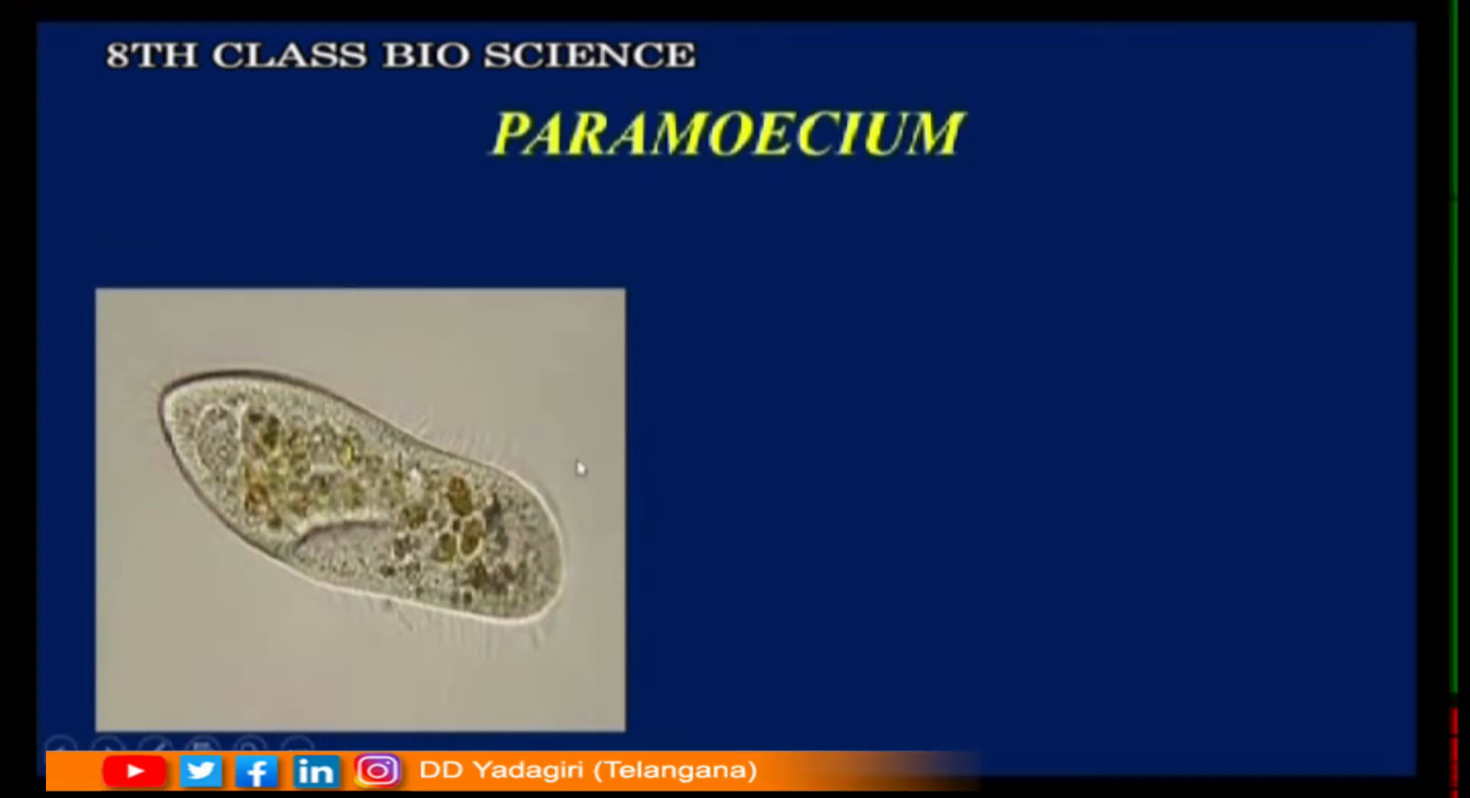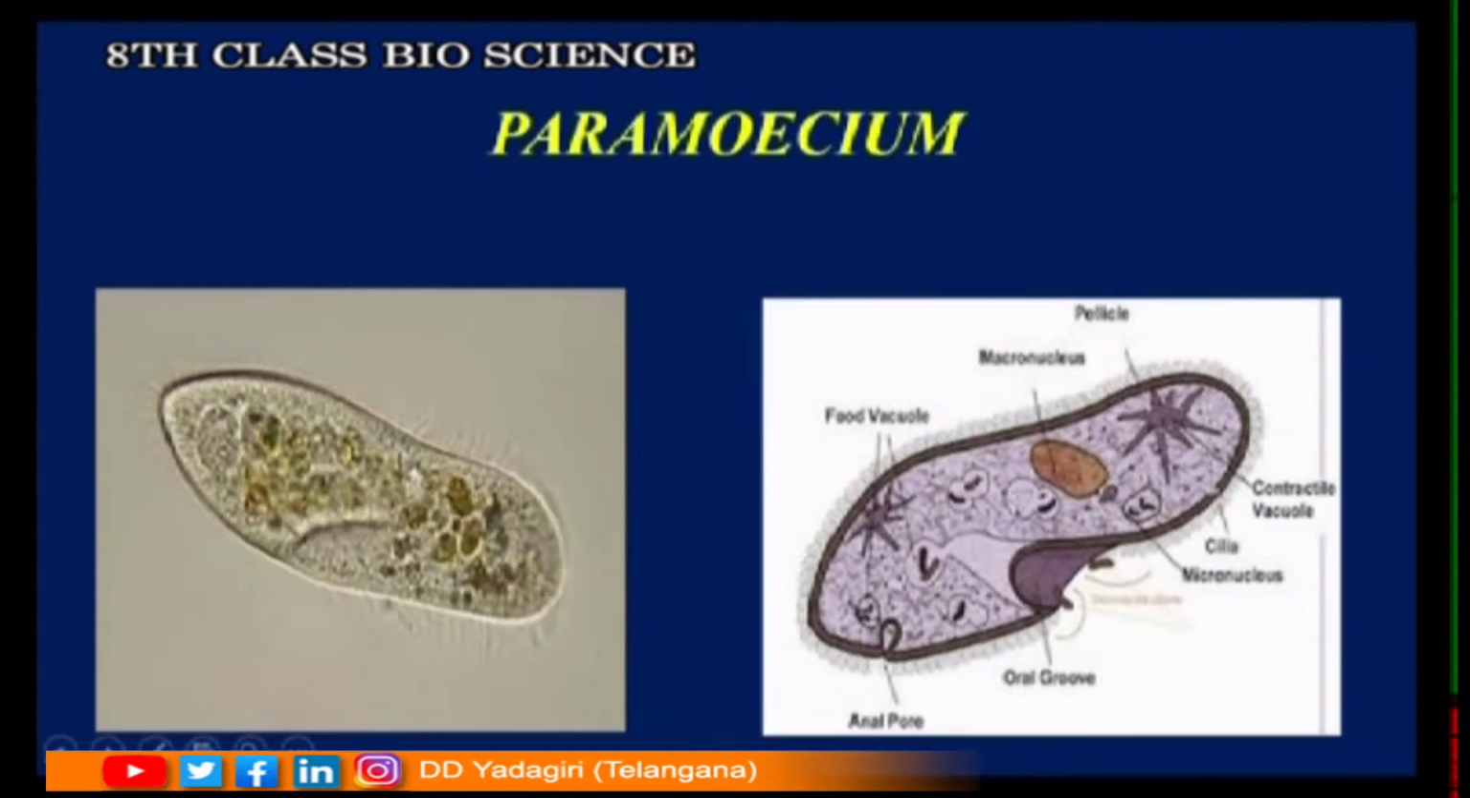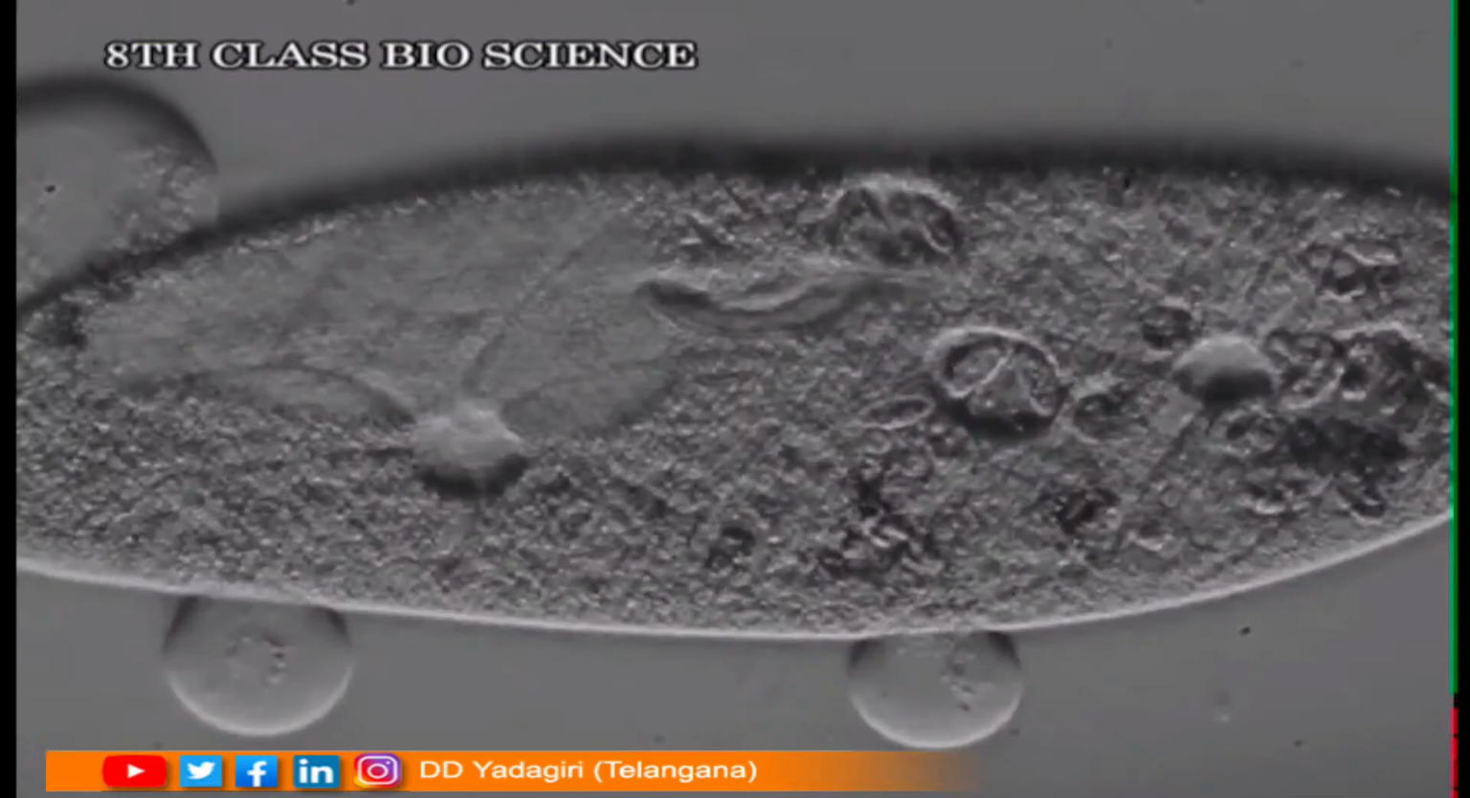It is Paramecium, and if we see the parts, it has cilia around the body for helping locomotion. It has a food vacuole, it has a nucleus, macronucleus and micronucleus, and it has a contractile vacuole. These are the main parts of Paramecium.